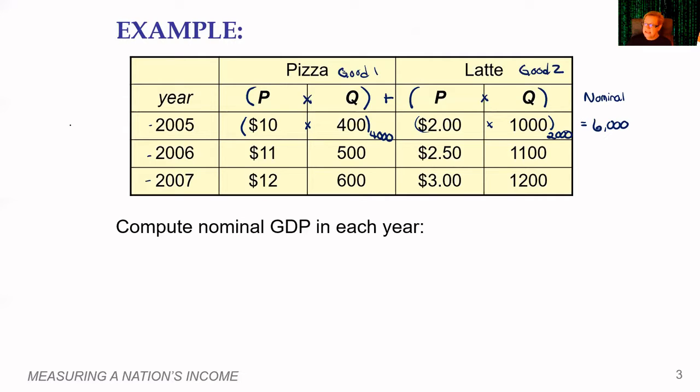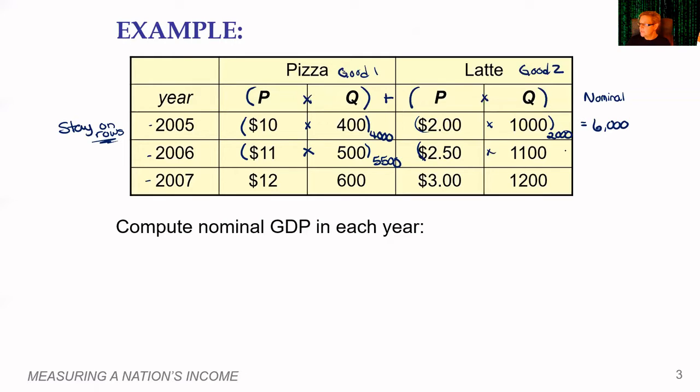I like to say stay in the lane because you don't want to jump from year to year. So stay on the rows. Okay, that's important at this step. Now we're going to calculate nominal for 2006. Again, doing the same thing. Price times quantity, 11 times 500 is 5,500.